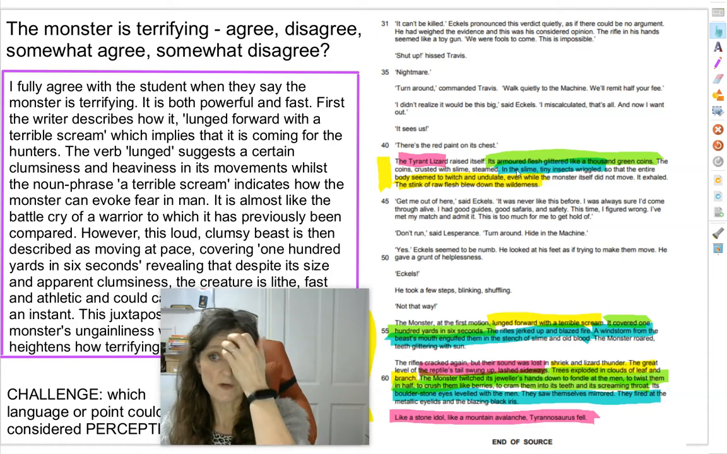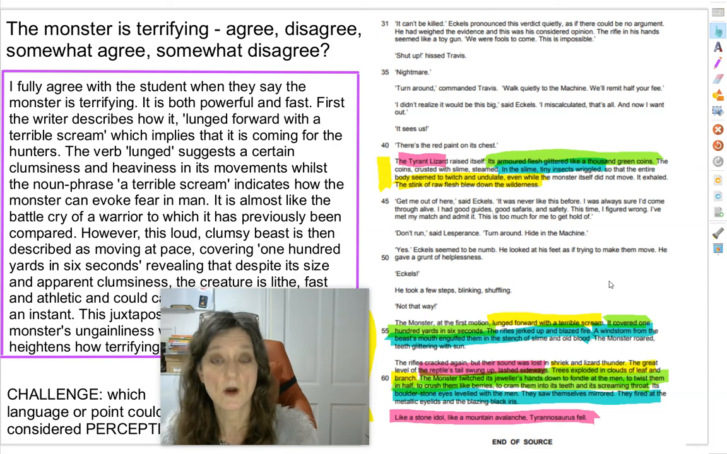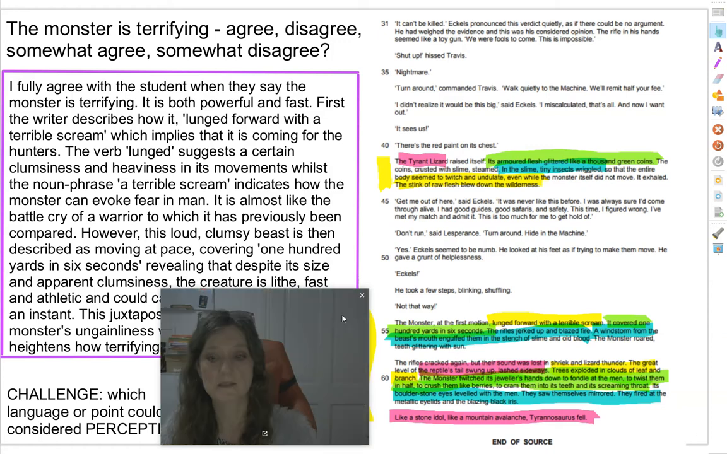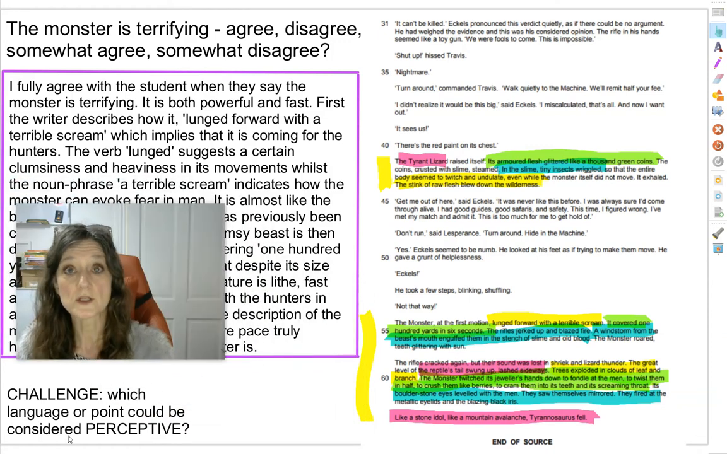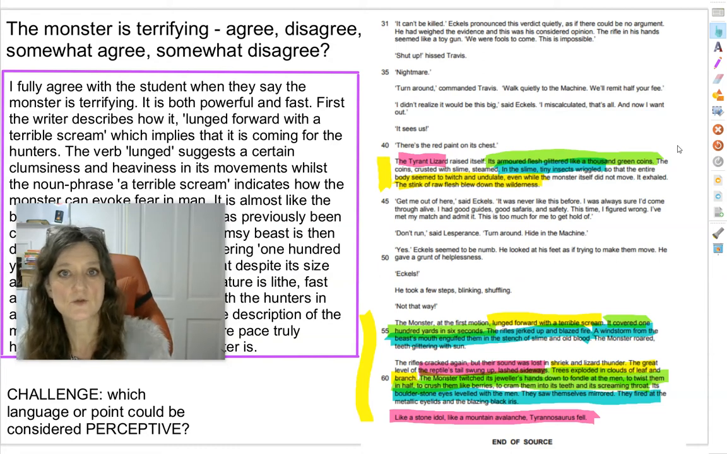So those are the quotations I picked out. There is no way in 20 minutes that you have to write this answer. You can write about all of those. You're going to have to be really selective. And you can see just down here, I've written challenge. Which language device or which point that you want to make could be considered perceptive. So if you're aiming for those highest marks, be careful to think, could I make a really perceptive point about this, or is it just going to be clear? Look for opportunities to make a perceptive point.